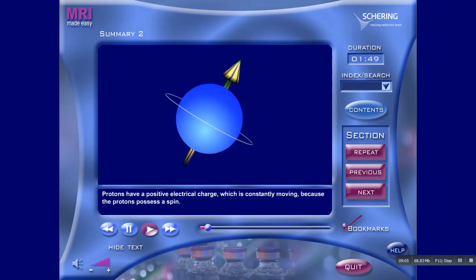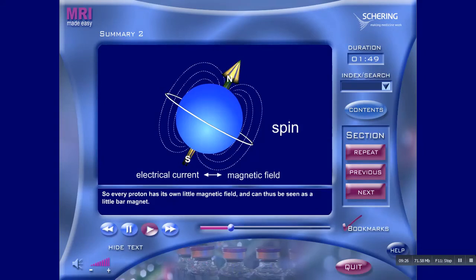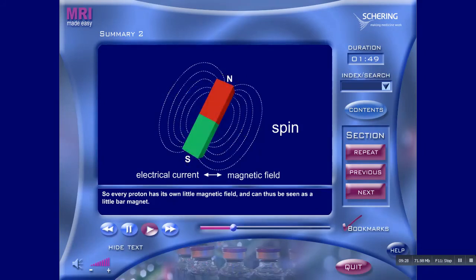Protons have a positive electrical charge which is constantly moving because the protons possess a spin. This moving electrical charge is nothing more than an electrical current, and the latter always induces a magnetic field. So every proton has its own little magnetic field and can thus be seen as a little bar magnet.